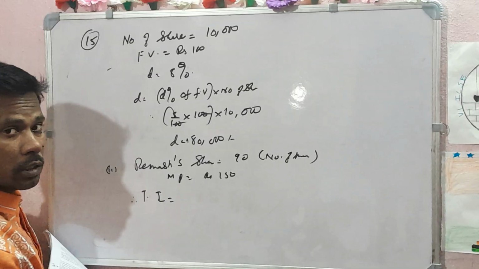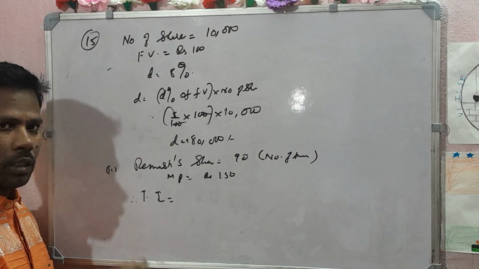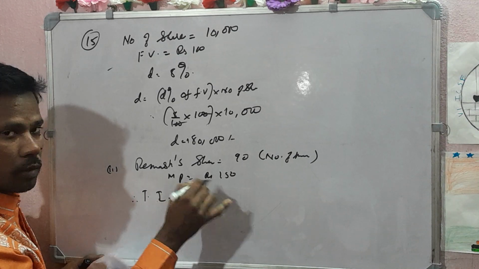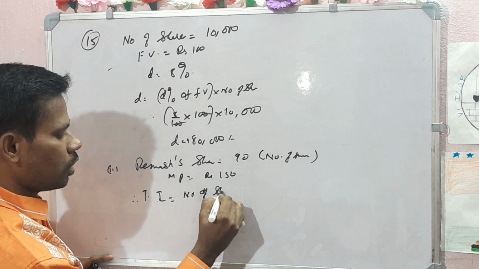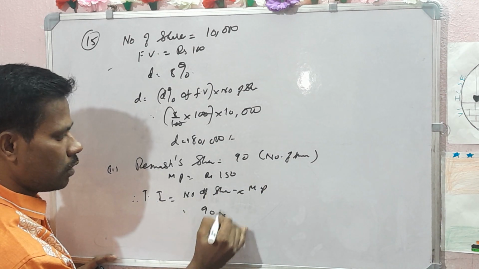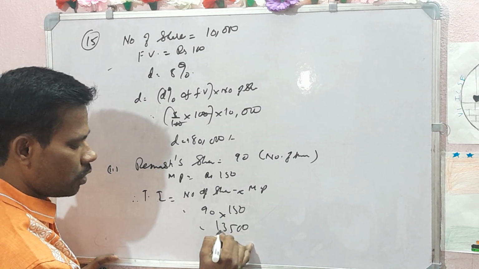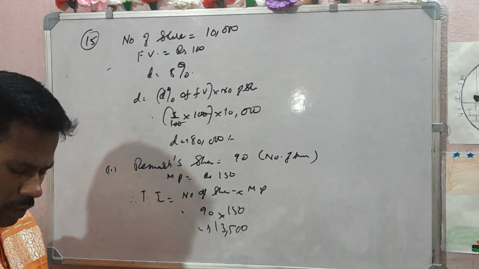What is the formula? Just refer to the formula which I have described in the previous sessions. You just need to remember the formula and put it. Total investment is number of shares into market price. Number of shares is 90, market price is 150. 15 nines are 135, two zeros are there. 13,500. So total investment is 13,500.